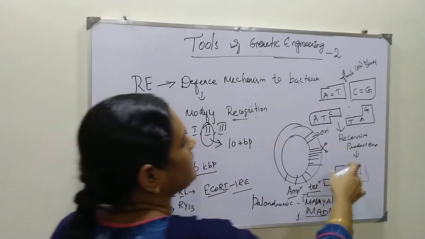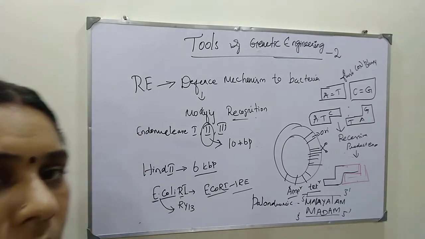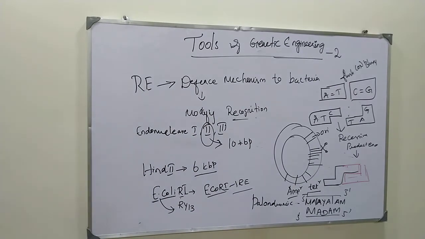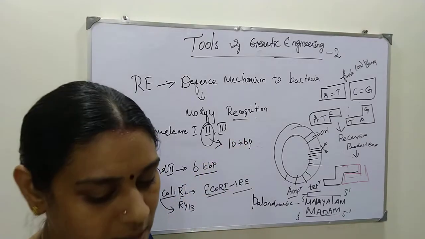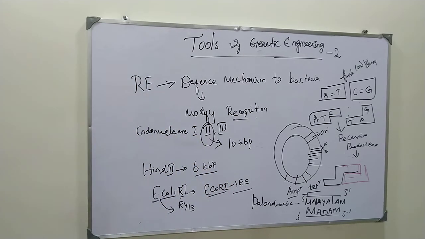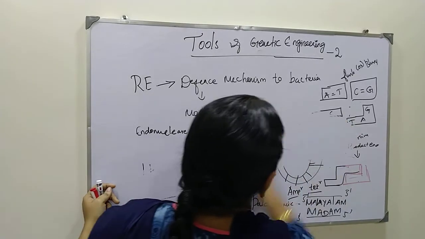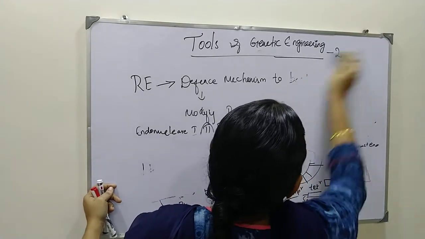This kind of cut will be given depending upon the restriction enzyme only. So this is the main important thing. Next, along with this you will have two more enzymes, that is DNA ligase enzyme as well as the DNA phosphatase enzyme. So DNA ligase enzyme is the next tool in genetic engineering after the restriction enzyme.